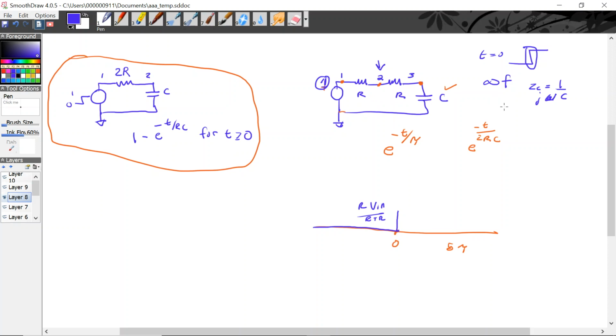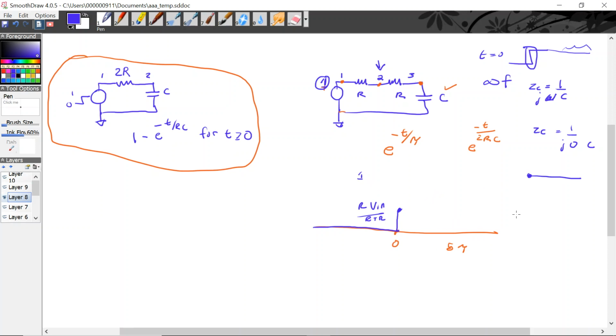Then let's look at a long time after the step, or 5 tau. That looks like DC. And so at DC, the impedance would be 1 over j0C, which goes to infinity. This is an open circuit. No current can flow, therefore there can be no voltage drop. And so node 2 goes to our 1 volt. It ends up here.